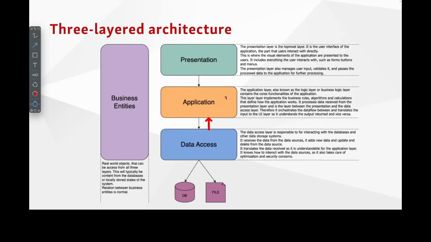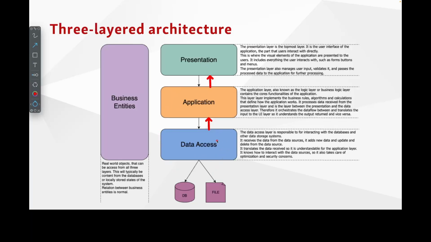And the same for the application layer. Whatever it is doing, if it is doing some kind of calculation, it is also okay that the application layer is sending something back to our presentation layer. So this is not only one direction, it is two directional. When you communicate from the presentation layer to the application layer, it is okay for the application layer to return something to the presentation layer. And the same for the application and the data access layer.